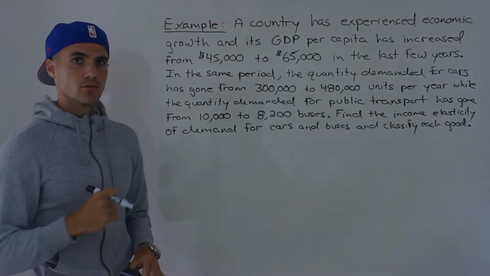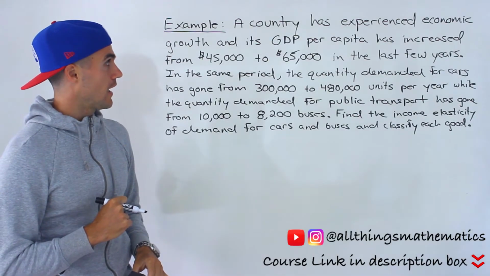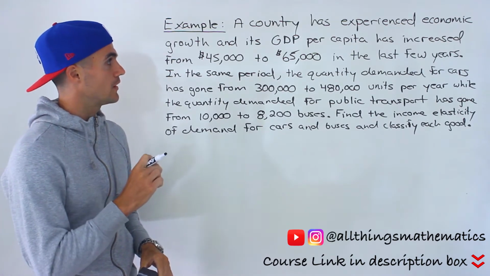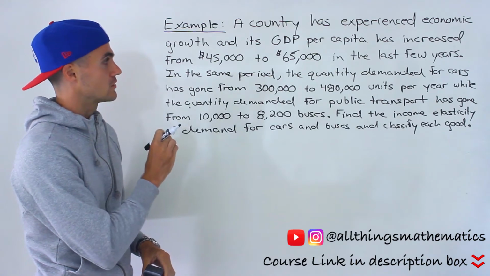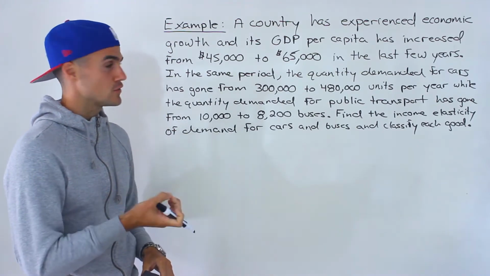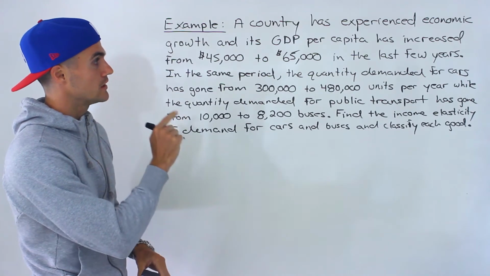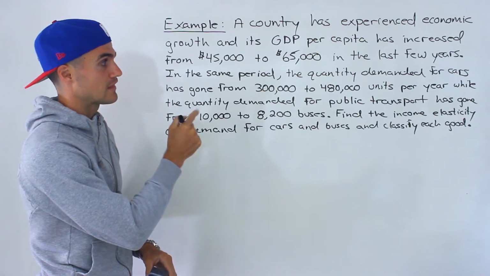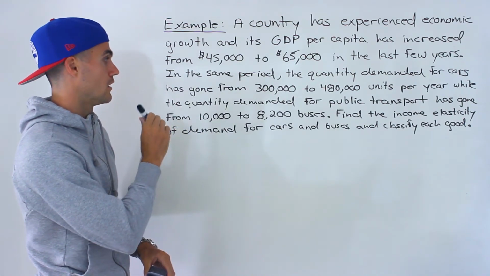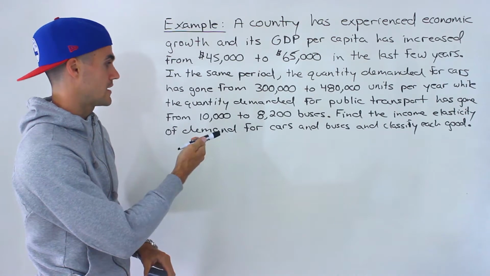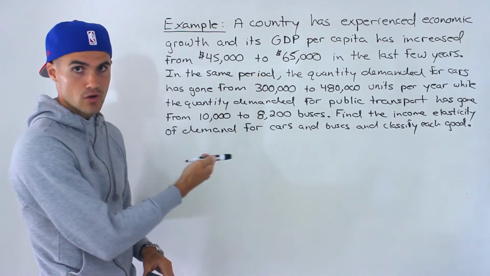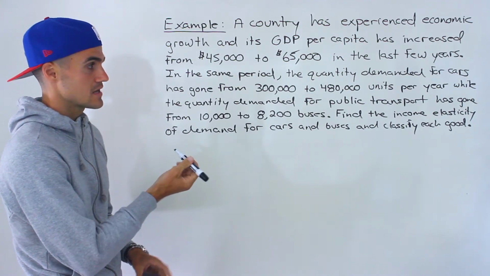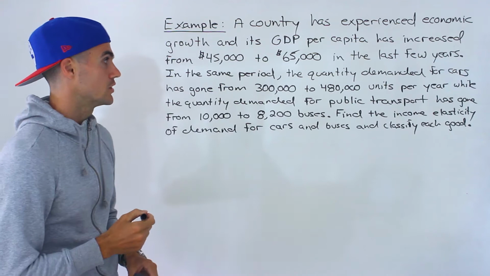So let's do an example dealing with the income elasticity of demand. We're told here that a country has experienced economic growth and its GDP per capita has increased from $45,000 to $65,000 in the last few years. In the same period, the quantity demanded for cars has gone from 300,000 to 480,000 units per year, while quantity demanded for public transport has gone from 10,000 to 8,200 buses. We have to find the income elasticity of demand for cars and buses and then classify each good.